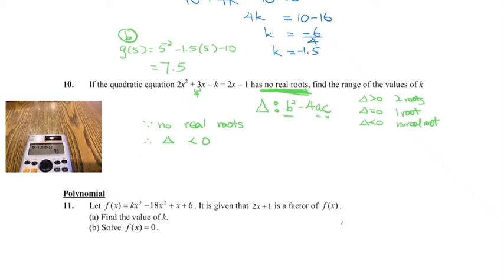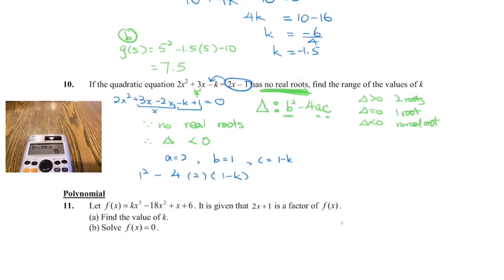So what you have to do is move everything to the left side. It becomes 2x squared plus 3x minus 2x minus k plus 1. Okay, now when it equals 0, then you can use b squared minus 4ac. 3x minus 2x means only x. And this one is c. So your a is 2, your b is 1, and your c is 1 minus k. You could say negative k plus 1, it's up to you.